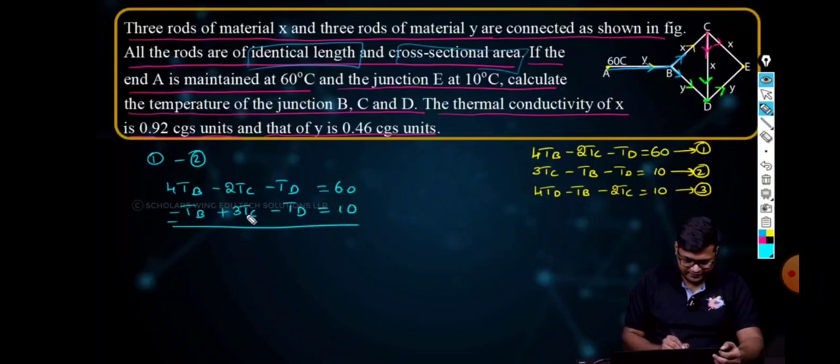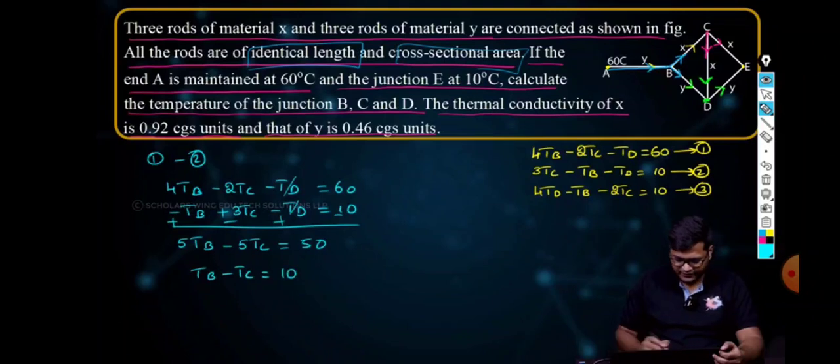So subtract. Okay. So 4 plus 1 it will become 5 TB minus 5 TC. This will get cancelled, right? So is equal to 50. So TB minus TC is equal to 10. This will be equation 4.